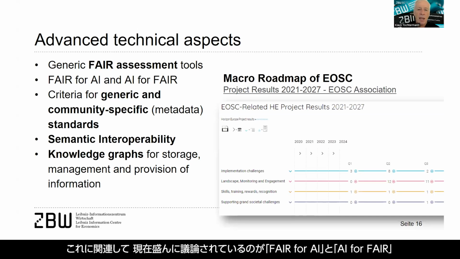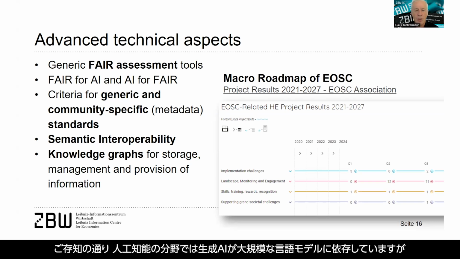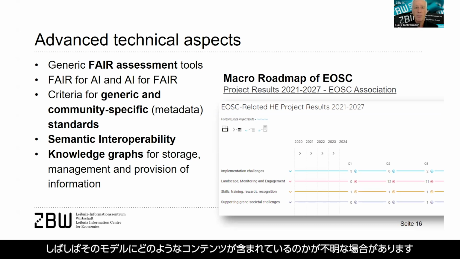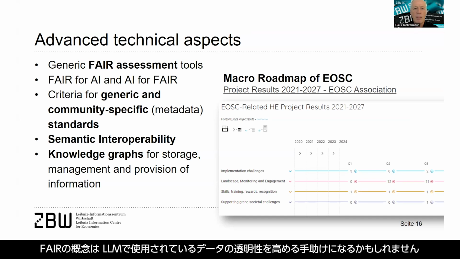Related to that, a big discussion currently takes place on FAIR for AI and AI for FAIR, artificial intelligence. FAIR for AI relates to the large language models because, as you know, generative AI relies on large language models, but often we don't know what content is in this large language model. Where does it come from? And FAIR might help to provide more transparency on the data which is used in an LLM.